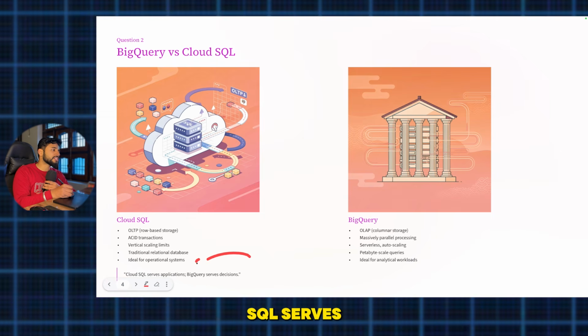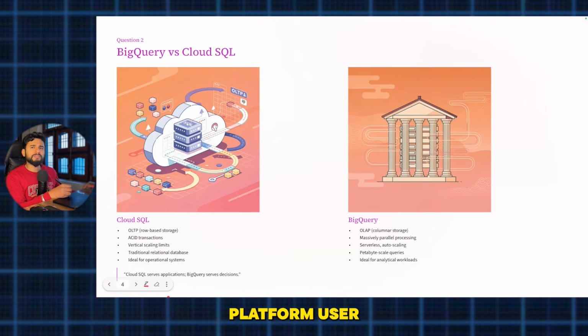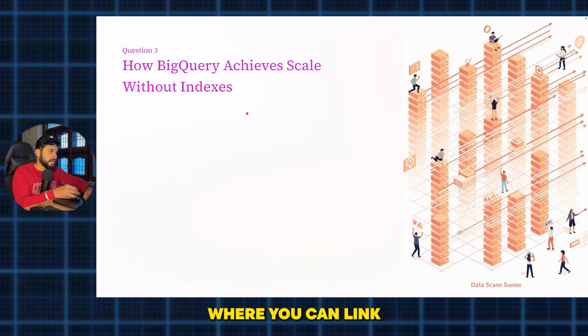So Cloud SQL serves the application, BigQuery serves the decisions. Cloud SQL is majorly for logging and user information. If you want to store platform user information, for that you can use Cloud SQL directly. But BigQuery is an analytics engine for decisions, proper analytical queries. It can serve data to any kind of BI tools like Power BI, Tableau, Looker Studio, where you can link BigQuery tables directly. That is how it works.